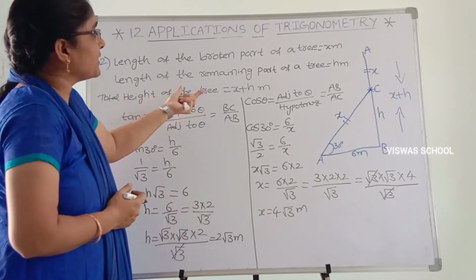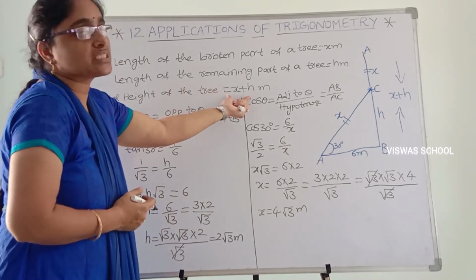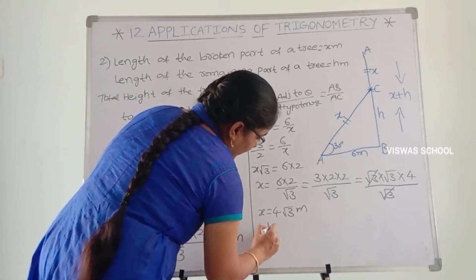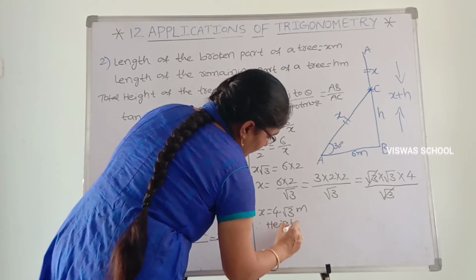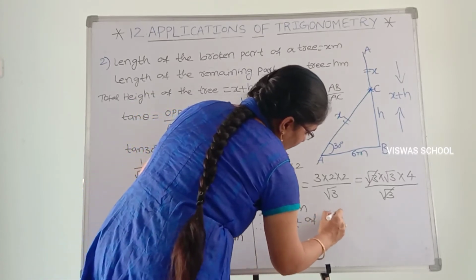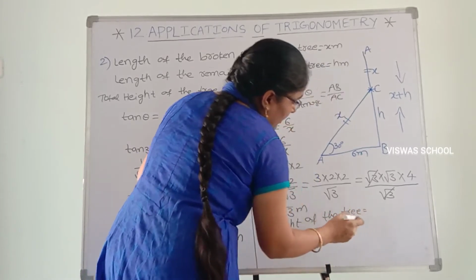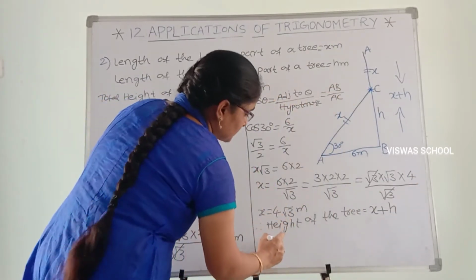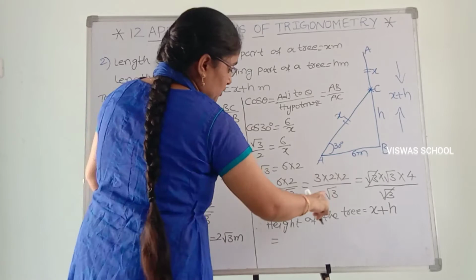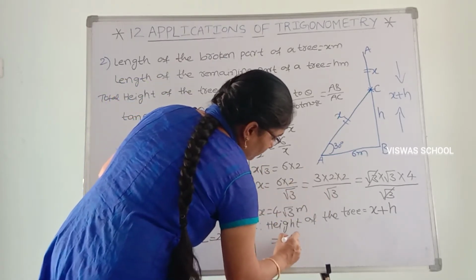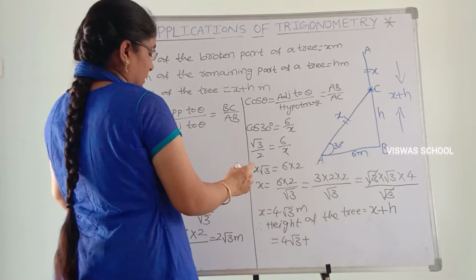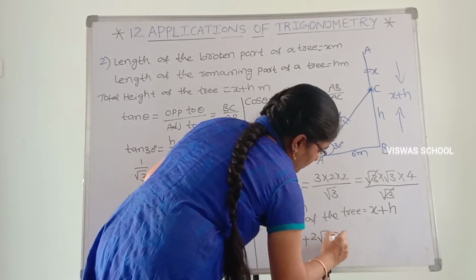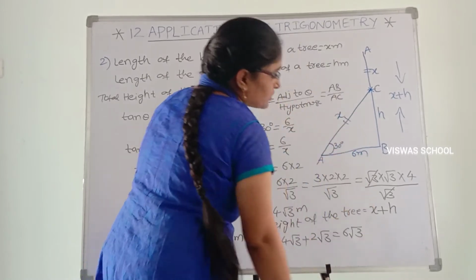Now we have x and h. To find the total height of the tree, we have to find the x plus h value. Therefore, height of the tree is equal to x plus h. Now substitute the values. X is 4 root 3 plus h. H value is 2 root 3. 4 root 3 plus 2 root 3 is equal to 6 root 3.